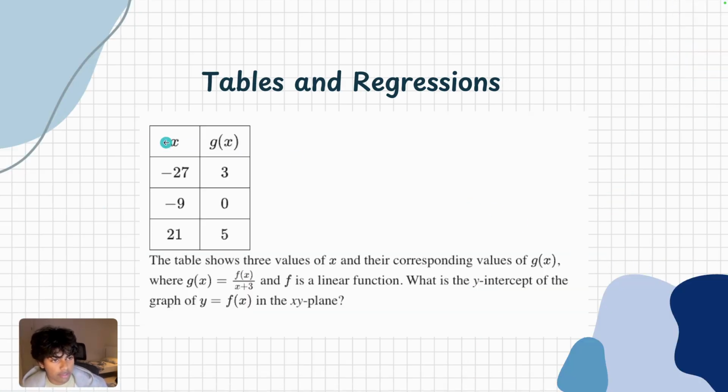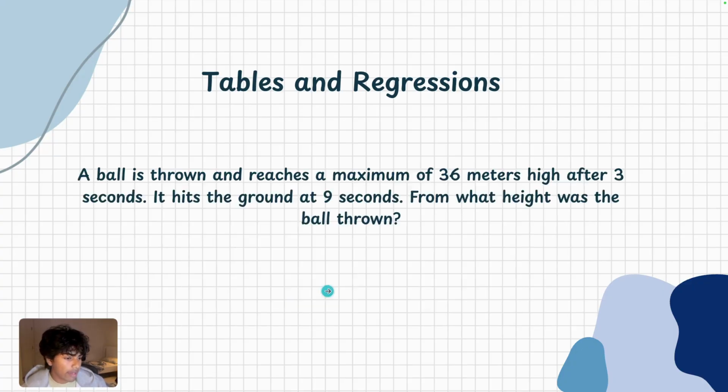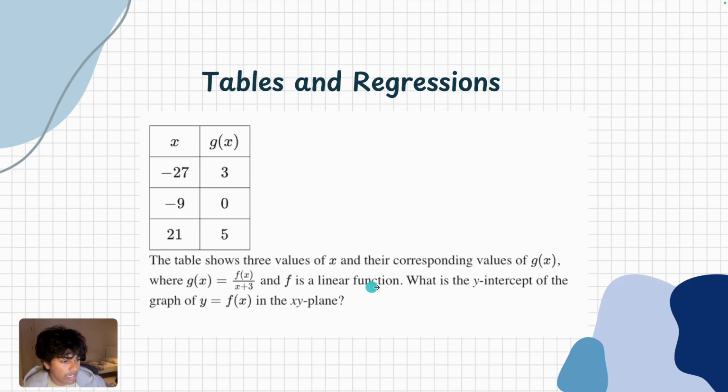So here's our first thing. We have x, and then a table with 3 values. g of x equals f of x over x plus 3. The key thing here is that f of x is a linear function. So what is the y-intercept of the graph of f of x? Okay, let's go into Desmos.